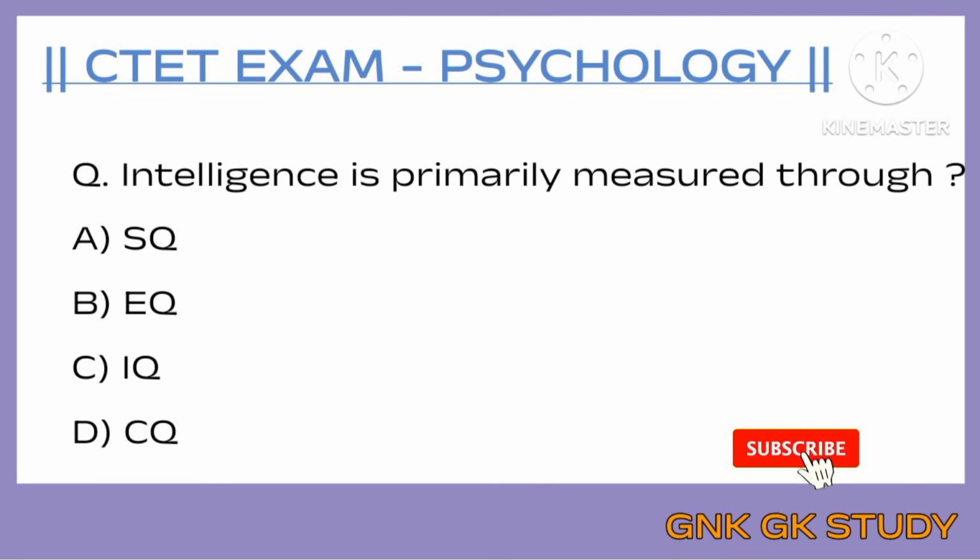Intelligence is primarily measured through A. SQ, B. EQ, C. IQ, D. CQ. Correct answer, C. IQ.